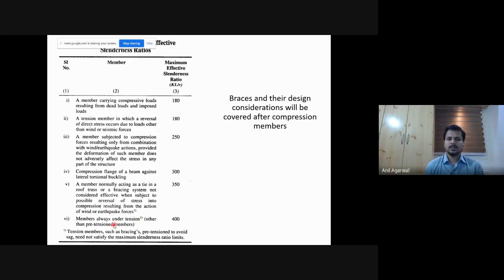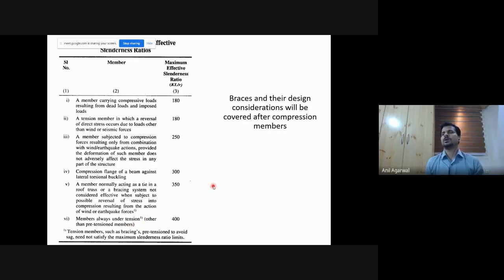Then if there are members which are always under tension, no matter what, even wind, earthquake, whatever comes, if they are always in tension, then you can have KL by r up to 400. There may sometimes be some such members, and there are other types of members which are used as pre-tension members.